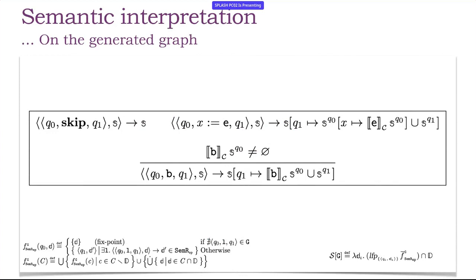We have three possible labels. So we have three rules: one for skip, keeping the same state; the assignment, modifying the value of x; and the guard, just filtering the states that satisfy the guard. Then we can define a function applying precisely these rules on the labels of the control flow graph, and the least fixed point of this function is precisely the semantics of the program.